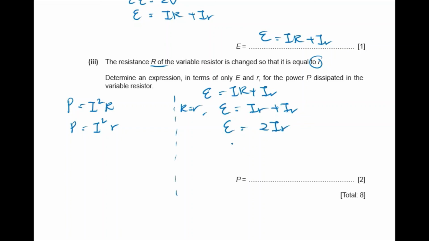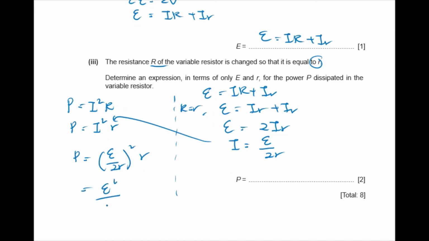So current equals E divided by 2R. So substitute here. Power equals I squared R, so we have E squared over 4R squared, times R. So we have E squared over 4R.